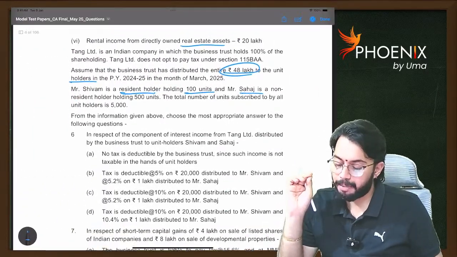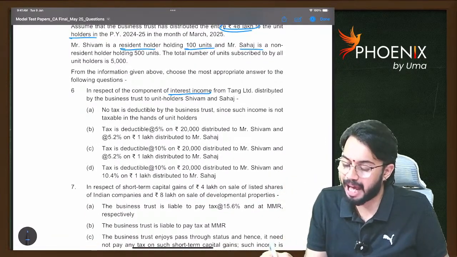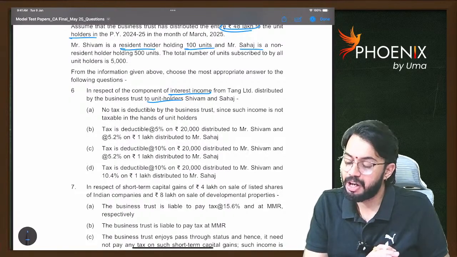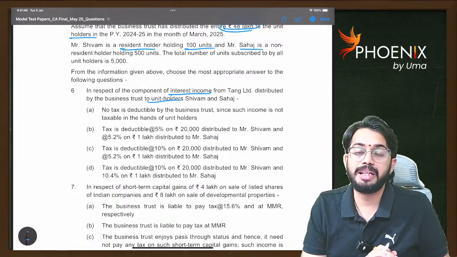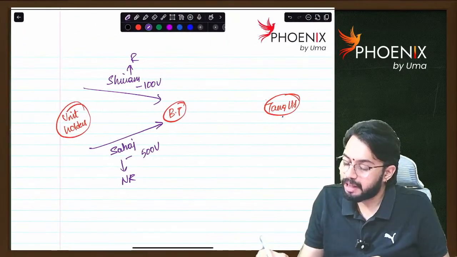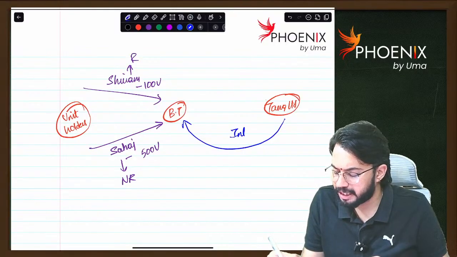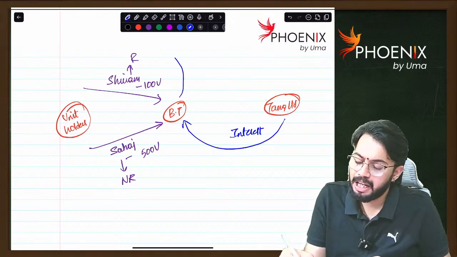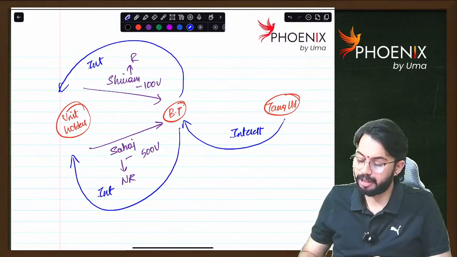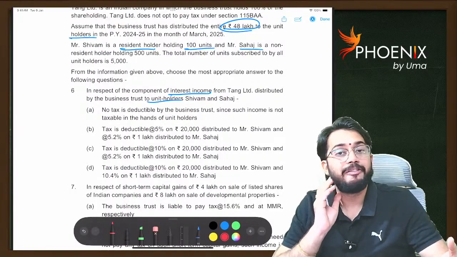From the information given above, choose the most appropriate answer. In respect of component of interest income from Tang Limited distributed by business trust to unit holders Shivam and Sahaj. What is being distributed? Interest income is distributed. What's happening? Tang Limited is giving interest to business trust. Whatever this interest is there, that interest is passed on to unit holders. Whenever interest is paid, on interest the rate of TDS is 5%, right?